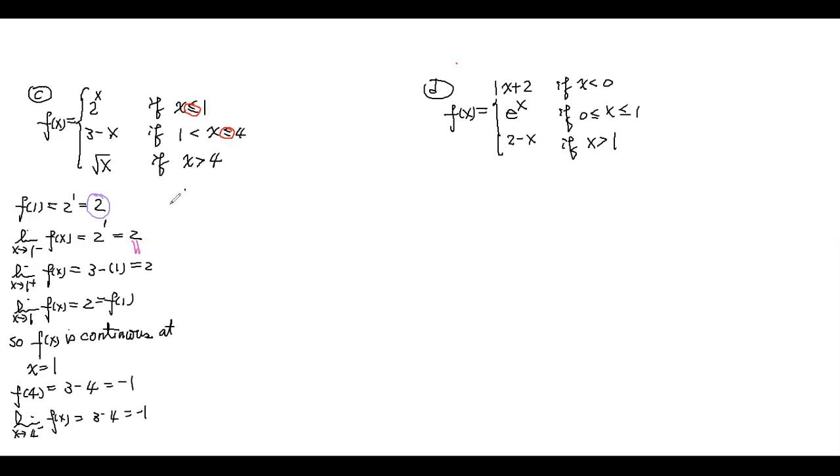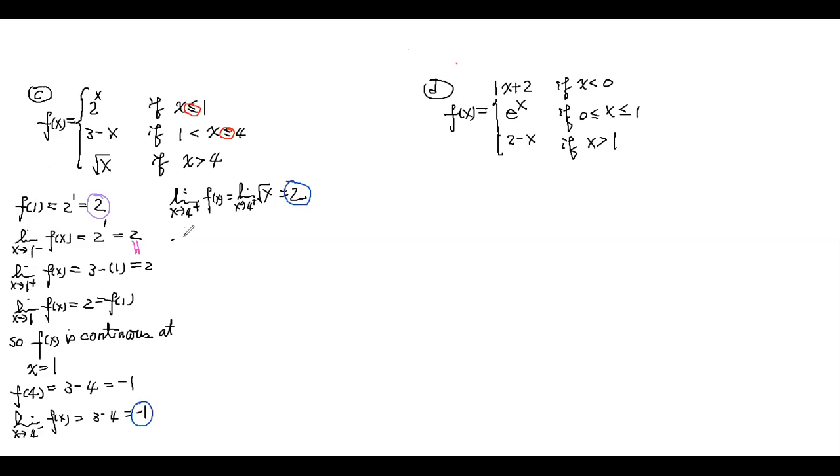And then the limit as x approaches 4 from the right-hand side. It will be the root of x, right? So this will be the limit as x approaches 4 from the right-hand side of the root of x, which is equal to 2. So look here, this is the left-hand side limit and this is the right-hand side limit. They are not equal, right?